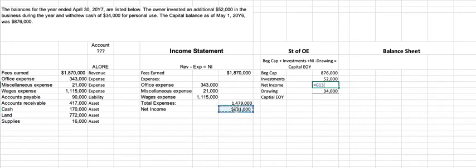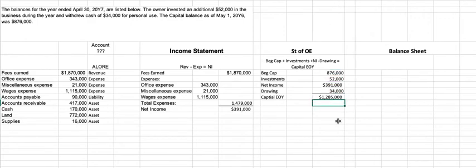So I'll put equals that. And then what we'll do is figure out end of the year capital. So I would say equals this plus investments plus net income minus drawing equals a bigger number than what I have here. And then I'm going to change the formatting here to the comma format just to get rid of the dollar signs up in the financial statement. So there's our end of the year capital.